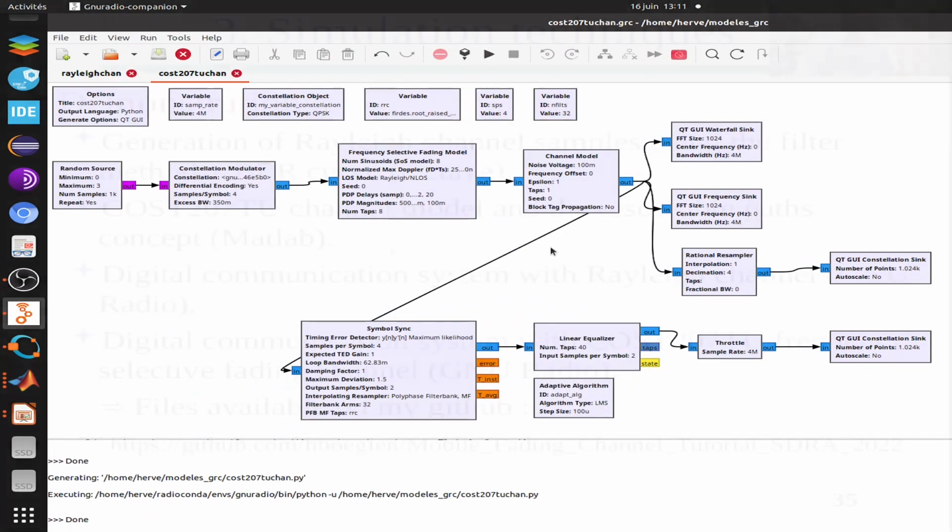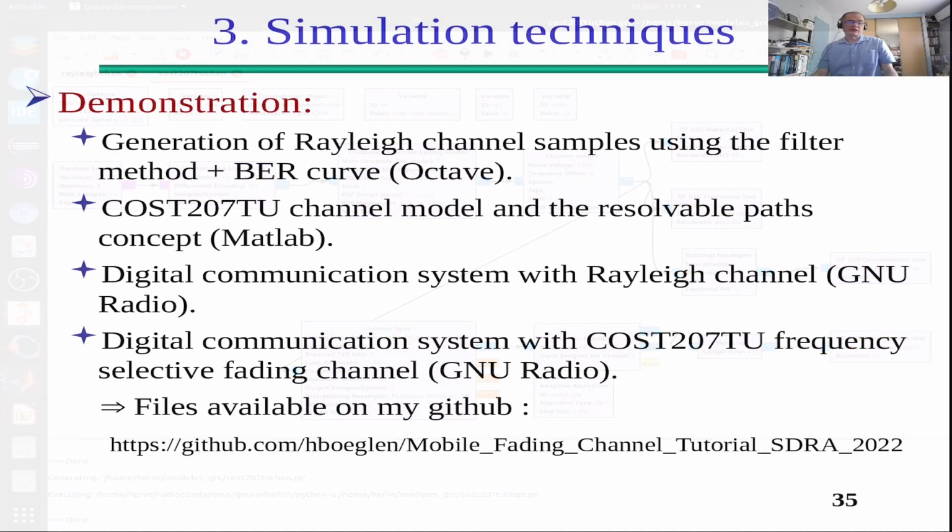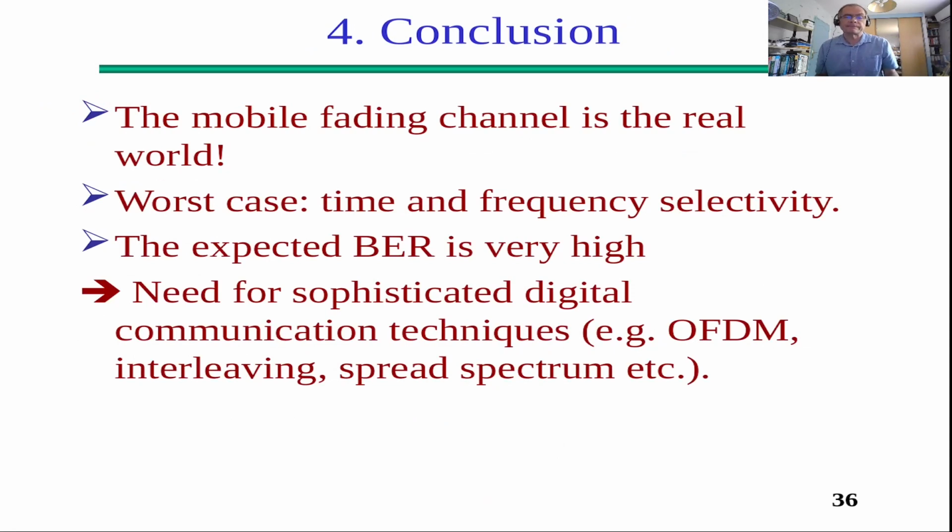Okay, let's go back to our presentation, and we go for the conclusion. So the mobile fading channel is really the real world. In fact, your mobile phone, Wi-Fi, digital audio broadcasting, digital video broadcasting, all these digital communication systems use mobile fading channels. So it's something that is the reality.